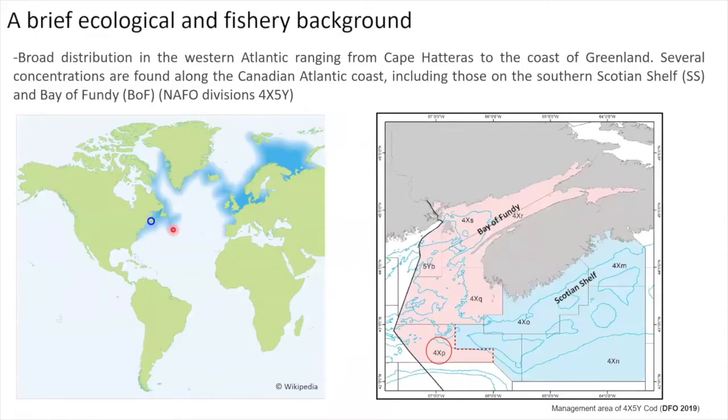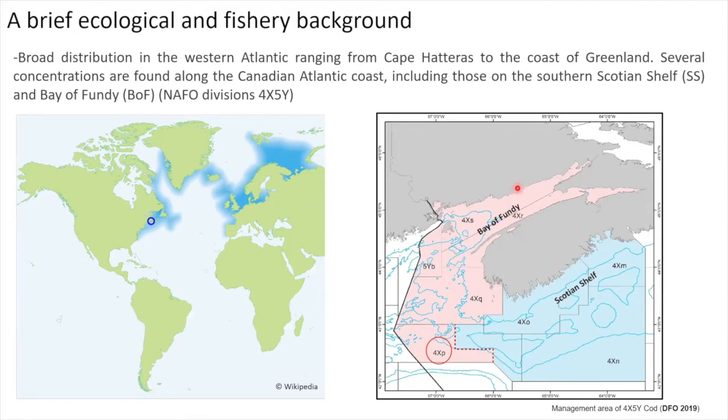So cod has a broad distribution in the Western Atlantic, ranging from Cape Hatteras to the coast of Greenland. Several concentrations are found along the Canadian Atlantic coast, including those on the southern Scotian shelf and Bay of Fundy. So I will also refer to this stock as NAFO division 4X5Y, because this stock corresponds to the management division 4X5Y of the Northwest Atlantic Fisheries Organization.